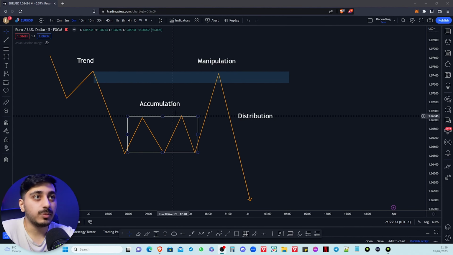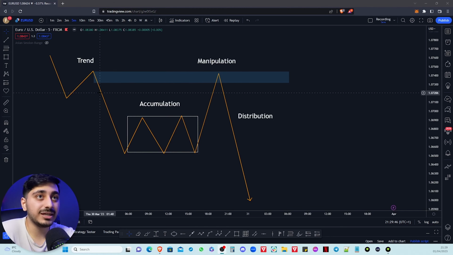Now let's go over accumulation. Accumulation is when we have this sort of price action here, sideways movement, and we are building up liquidity to the downside and to the upside. That's very important for accumulation. This move from here to here is called the manipulation move, because we're going to take that liquidity that is built up on top of this area here.